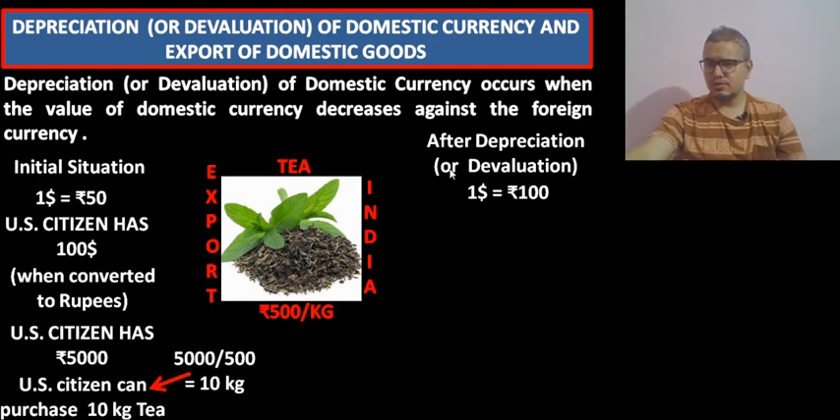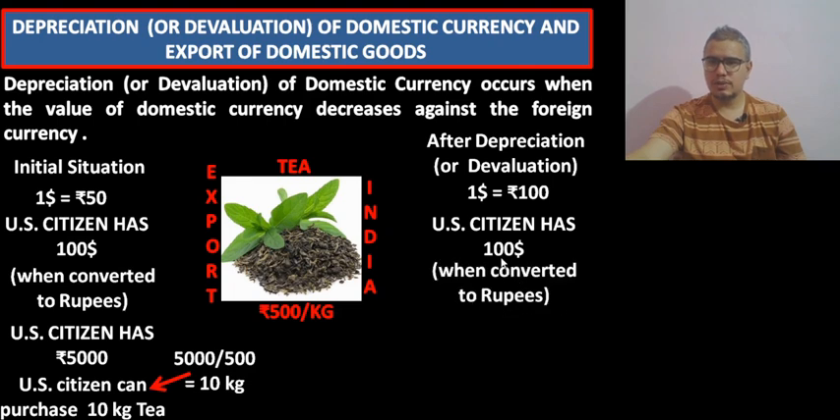Now after depreciation, $1 is equal to rupees 100, and the situation is the same: the US citizen has $100 with him. When we convert it to Indian rupees, it will be 100 multiplied by 100, that is rupees 10,000 with the US citizen.